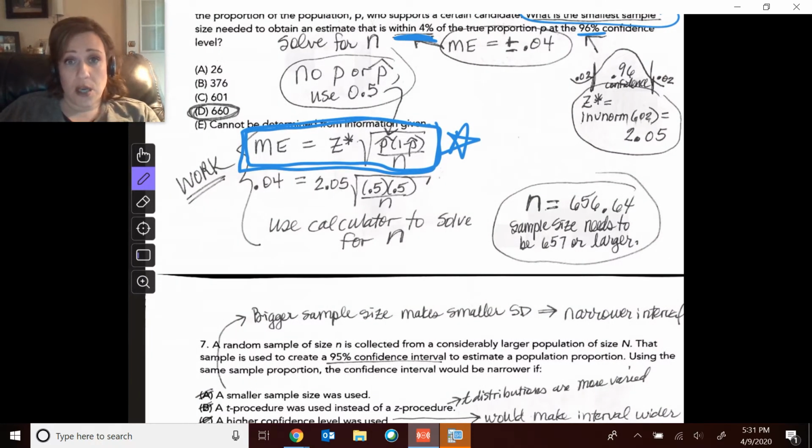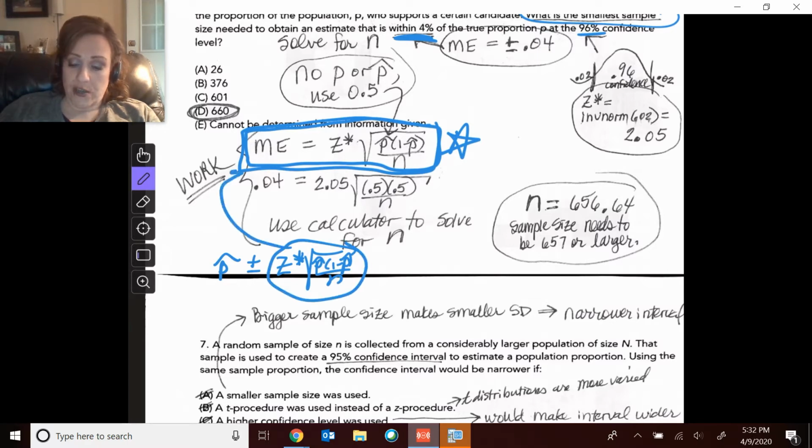Do you remember on confidence intervals, that's the statistic plus or minus your margin of error. And that margin of error is this part here. So that's the margin of error. That's why I set up that equation. Now, I fill in everything. I should be able to fill in all of the numbers except for n, and then I can mathematically solve for that. So here we go.